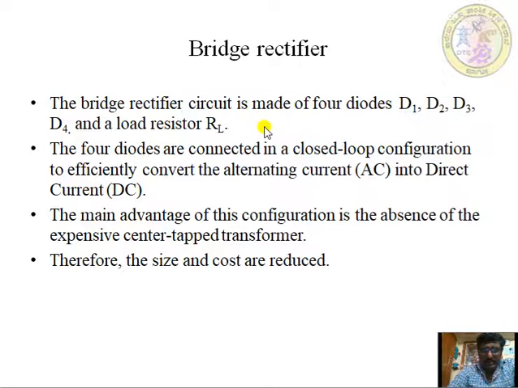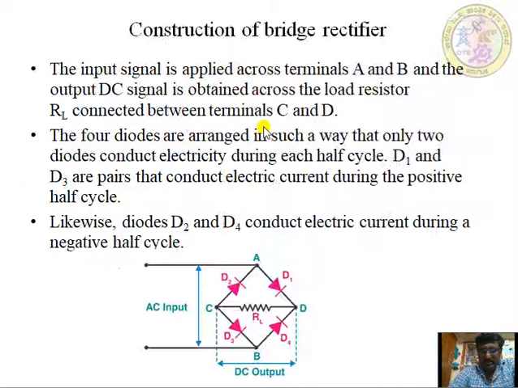Bridge rectifier. The bridge rectifier circuit is made up of 4 diodes D1, D2, D3 and D4 and a load resistor RL. The 4 diodes are connected in a closed loop configuration to efficiently convert alternating current AC into DC. The main advantage of the configuration is the absence of the expensive center tap transformer. Therefore, the size and cost are reduced. So here the center tap transformer is not used, and we are using 4 diodes D1, D2, D3 and D4.